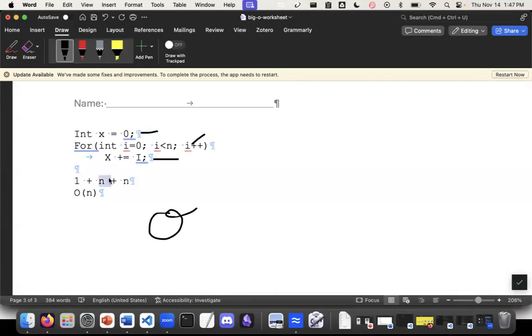The other thing is we've got n plus n. And so when we do that, we just pick one of them and throw the other one away. So that way we've just got O of n. The sneaky way to do this is to look for the biggest power of n, keep that, throw away everything else.